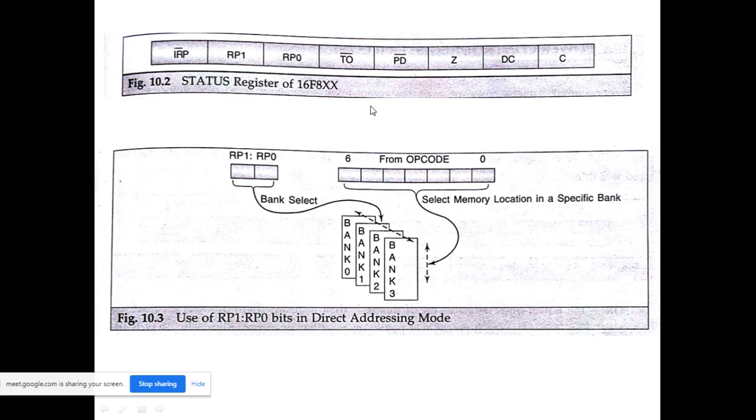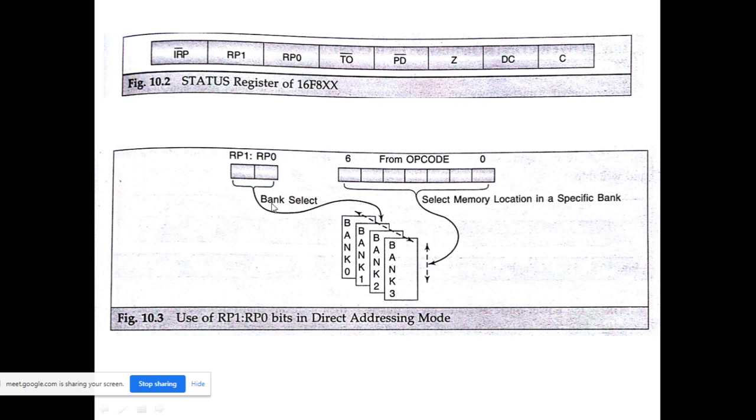In 16C61 there were only 2 banks, and therefore only one bit was available there, RP0, as the bank selection bit. When that bit is 0, bank 0 is selected, and when that bit is 1, bank 1 is selected. That was the case in the 16C61 device. But here, because there are 4 banks, 2 bits are provided to select one of the 4 banks. So RP1 and RP0 are the bank selection bits.